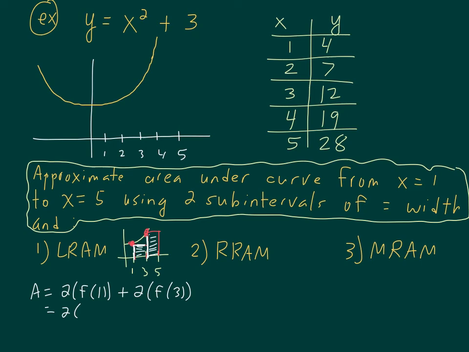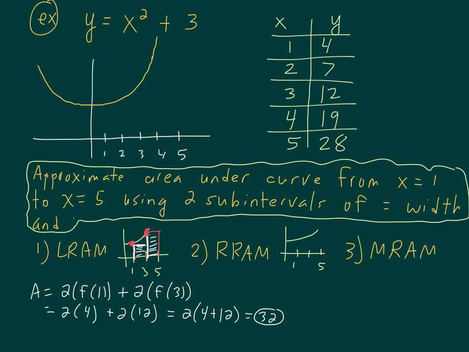If we look at our table, the y value when x is 1 is 4. The y value when x is 3 is 12. By the way, understand that we can factor out a GCF of 2 here. This is going to be helpful if you have several rectangles. So here we end up with 2 times 16, or 32, for our approximation. And we can see that this is going to be an underestimate of the real area.